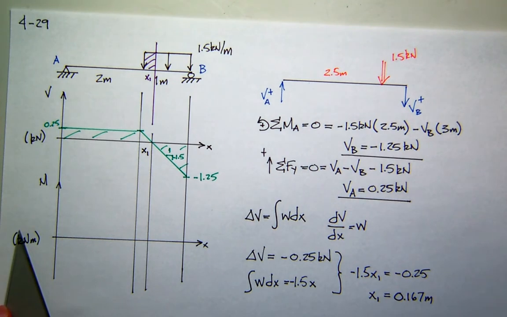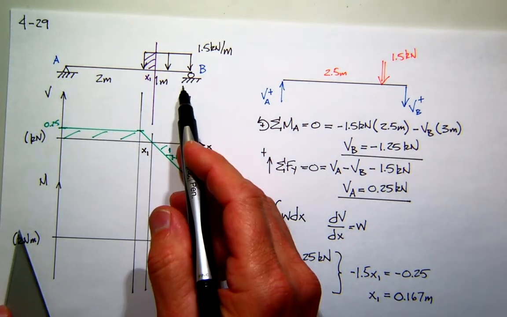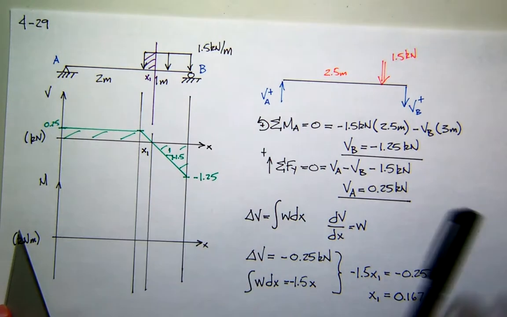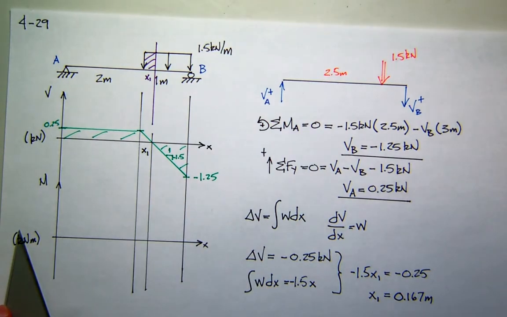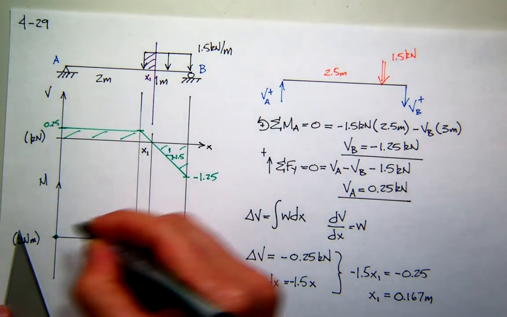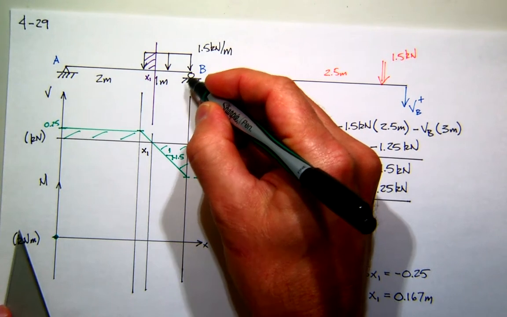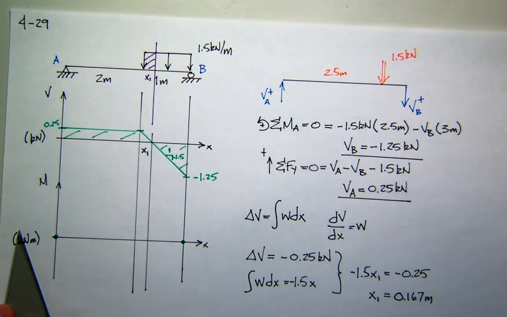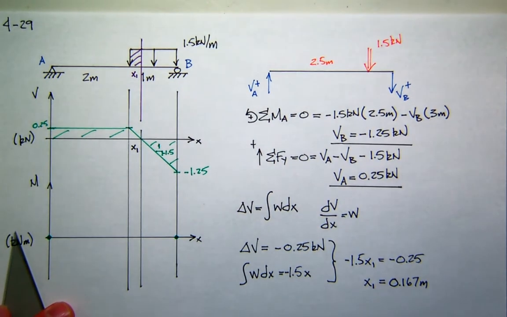So now we're ready to move on to the moment diagram. Now, do I know the moment anywhere on my structure? What's the moment at A? 0. That's a good thing to know. What's the moment at B? 0. So I know where I'm starting and I know where I'm going. I'm also going to have to zoom out a little bit here.